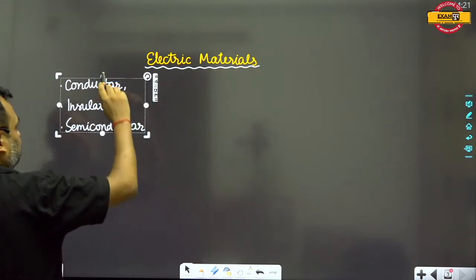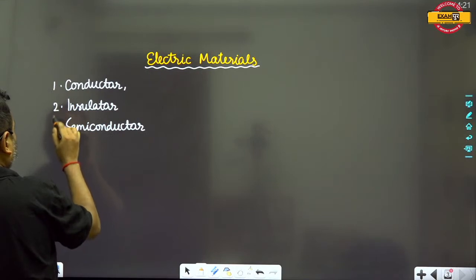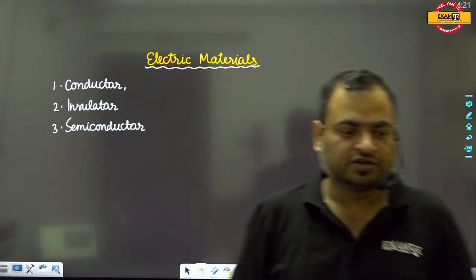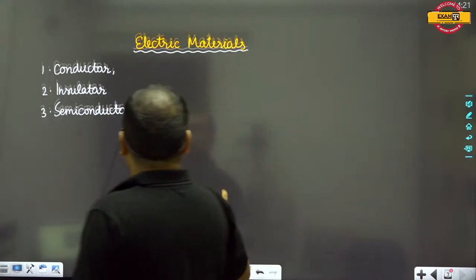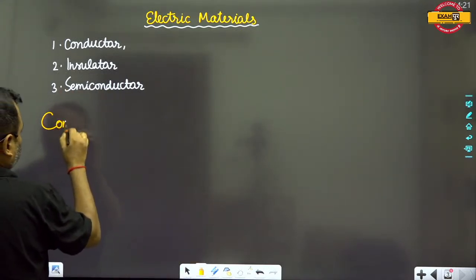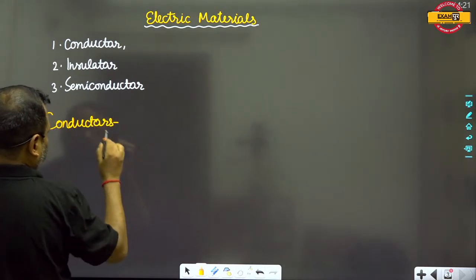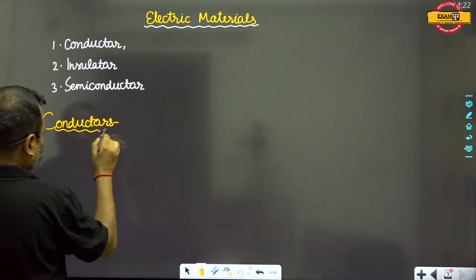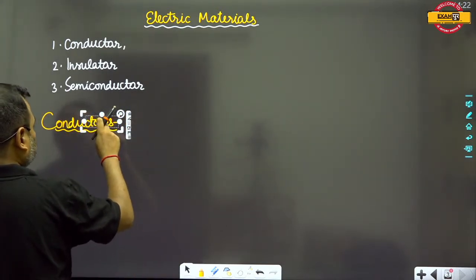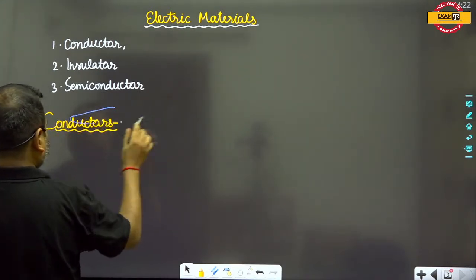First of all, we will learn what are conductors, what are insulators, and what are semiconductors. First, we will learn about the conductors. Actually, conductors are those materials in which the electric charge flows.